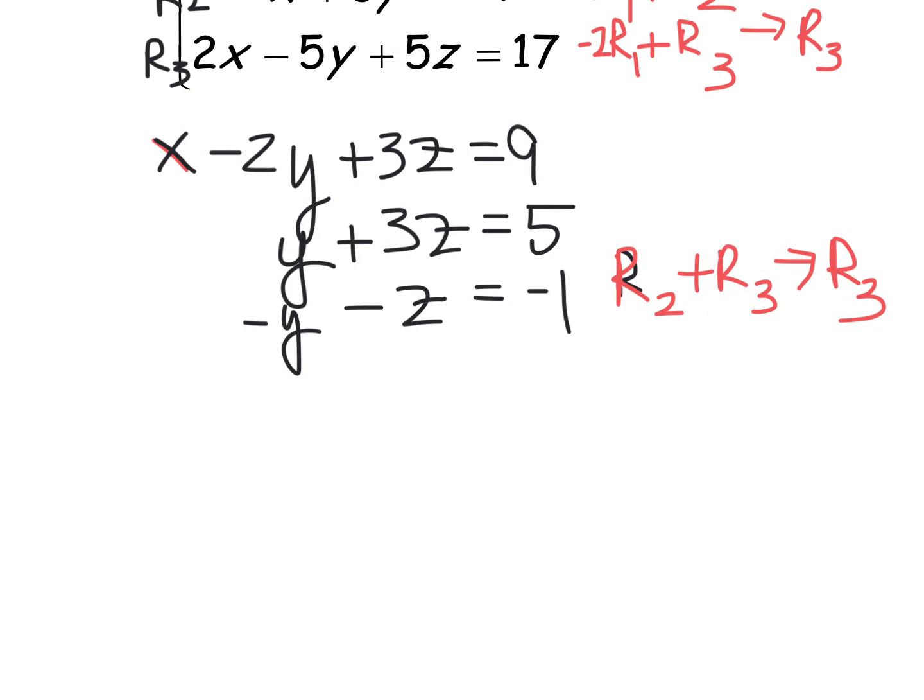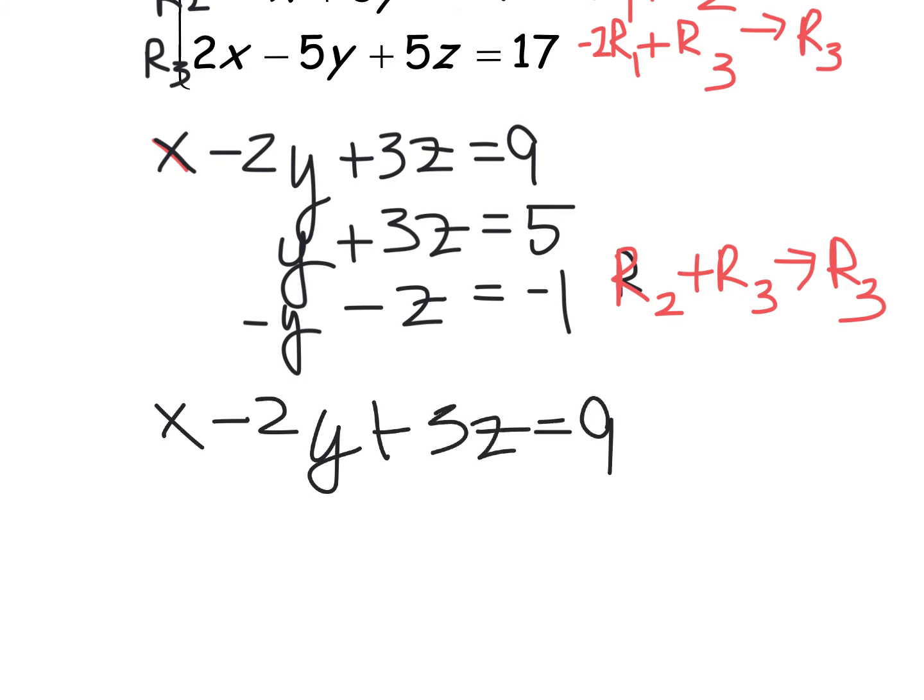So now we write our next version of the system. Sorry about the sloppiness. Writing with the stylus on the iPad doesn't always work best for me. I did nothing with row 1 and row 2. I used row 2, but I'm adding it to row 3, thus eliminating the y in row 3.